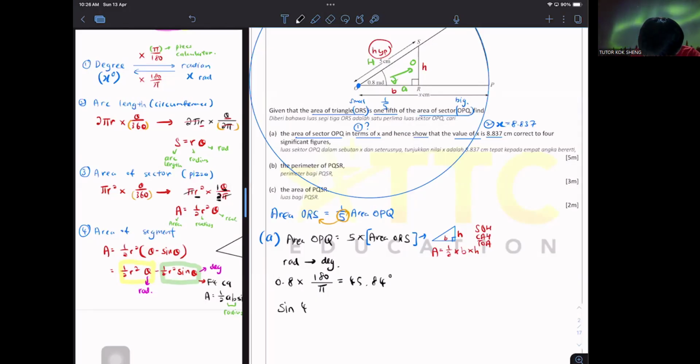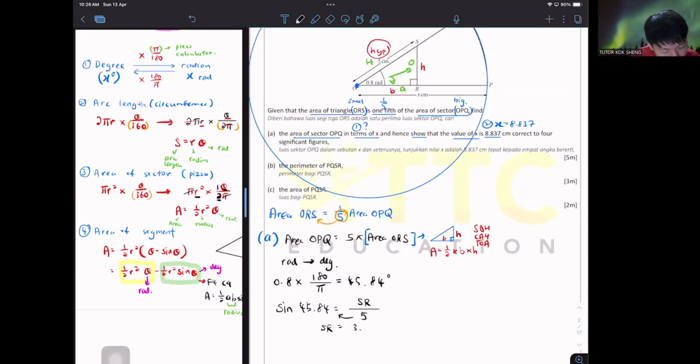So sine 45.84 degrees equals opposite over hypotenuse. Okay, we can find the opposite already. Bring the 5 over. 5 times sine 45.84 equals 3.587. This is the opposite, which is the height.